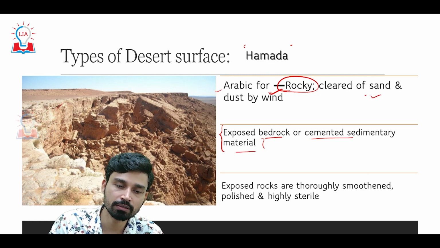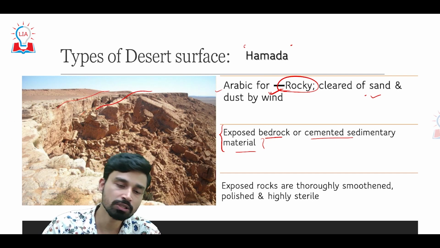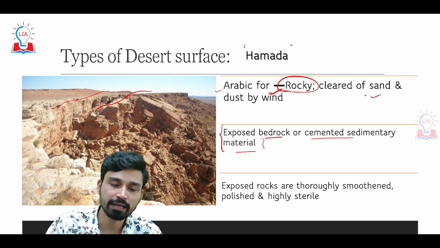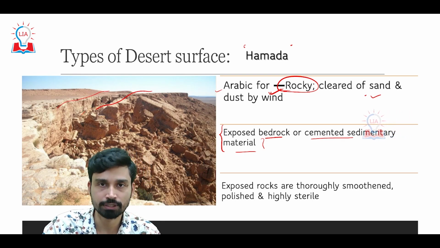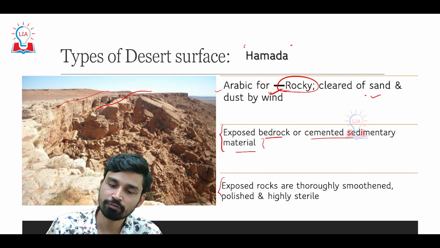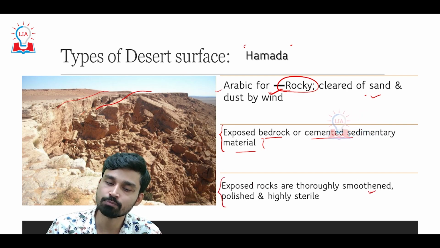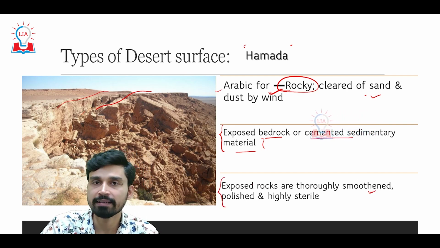As you can see from here, this is the bedrock. Due to the movement of the wind, we can see continuous erosion that is happening. The bedrocks are disintegrated, and all these rocks, as you can see, large size rocks, are covering the desert surface. So we can say that these are exposed rocks which are thoroughly smoothened, polished, and highly striped.